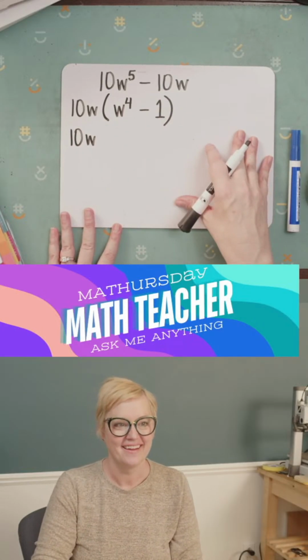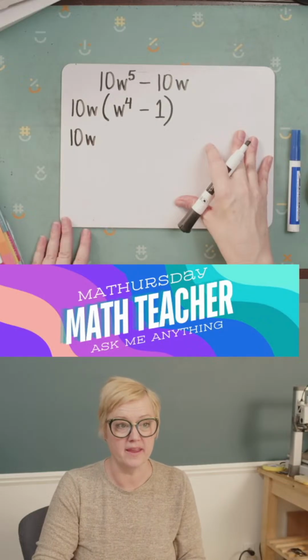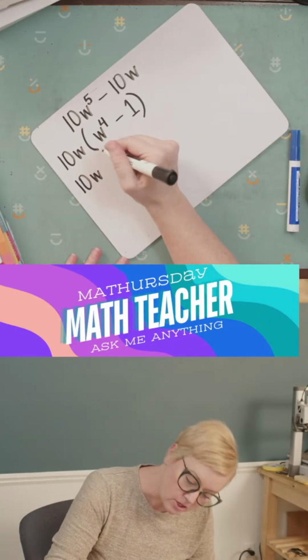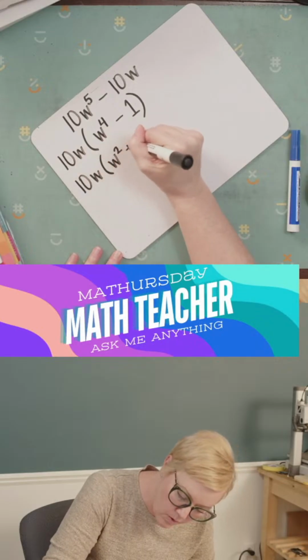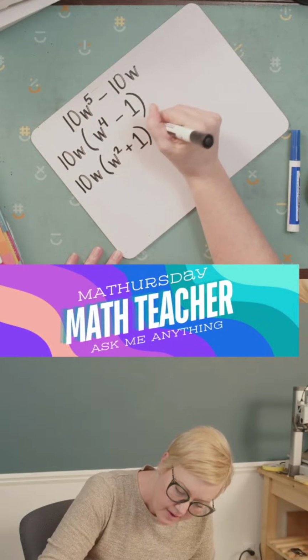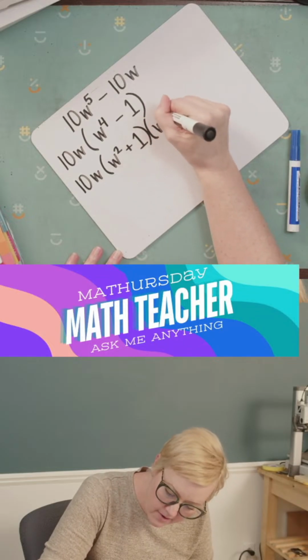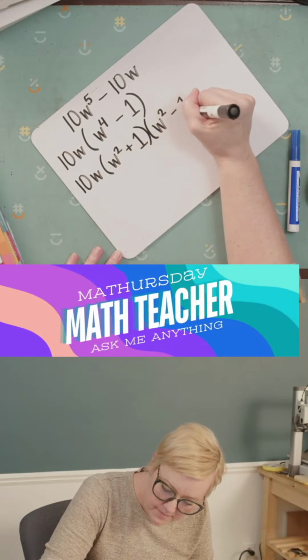John, we will practice grouping. Yep, we'll get to that. Okay. So difference of squares, I've got w squared plus 1 and w squared minus 1.